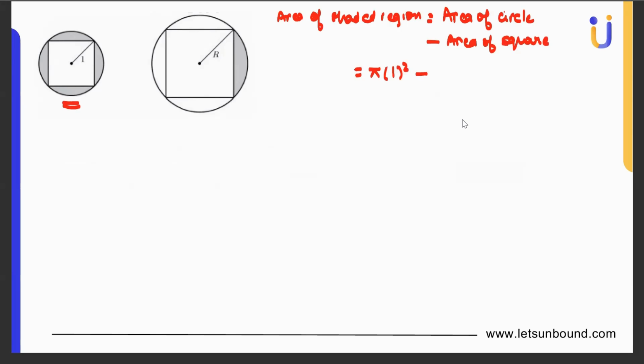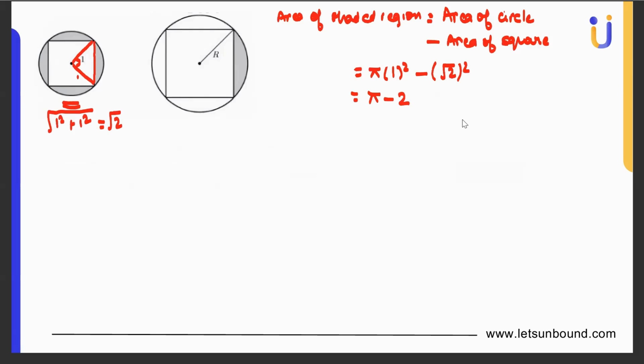Now we have to look at how we find out the dimensions of the square. Because this is 1, we can also make another line like this, which will be at right angle to the same line. This will also be the radius 1. Using Pythagoras, the side of the square is the square root of 1 squared plus 1 squared, which is root 2. So the side of the square in this case is root 2. So area of the square would be root 2 squared. Hence the area of the shaded region is pi minus 2.